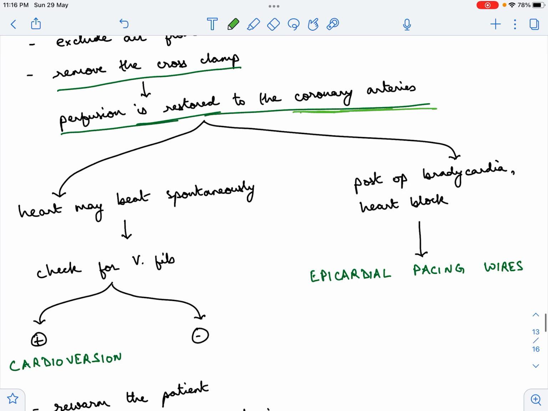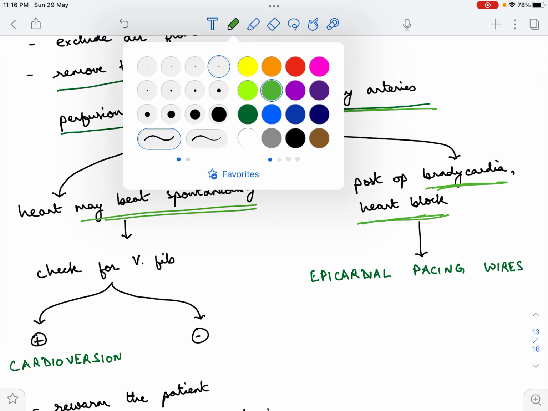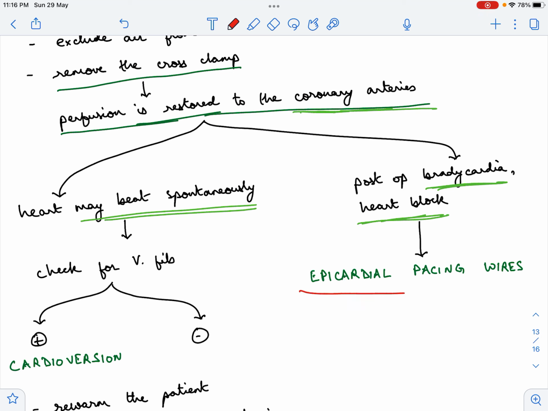Now once the coronary perfusion is restored, two things can happen. The heart can either beat spontaneously, or the heart might not start beating spontaneously, in which case there is a heart block, or it is beating but there is post-op bradycardia. In this event, you will use epicardial pacing wires to come back to normal sinus rhythm.